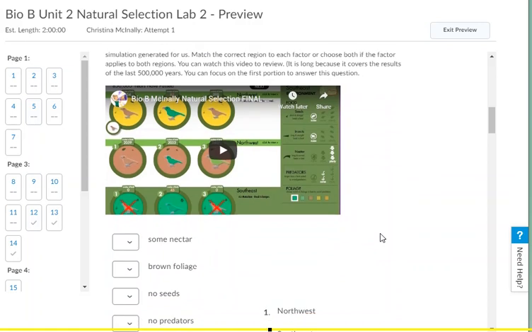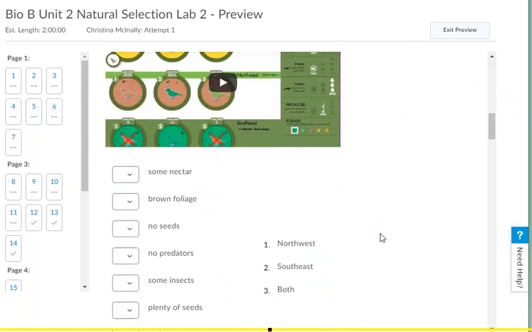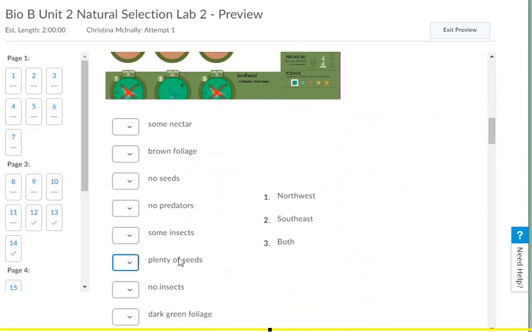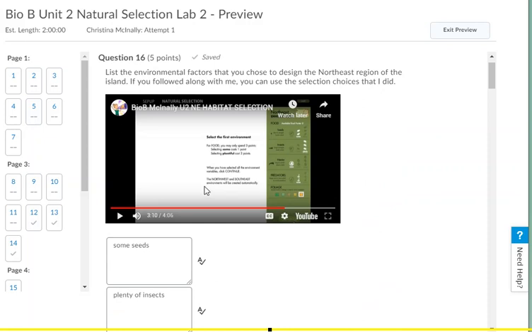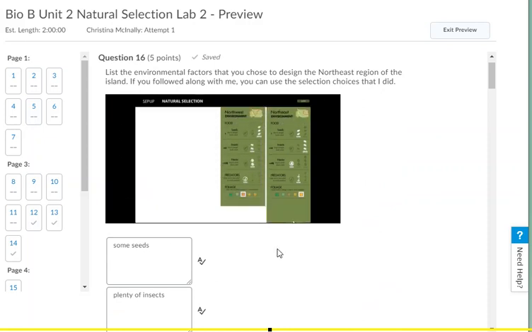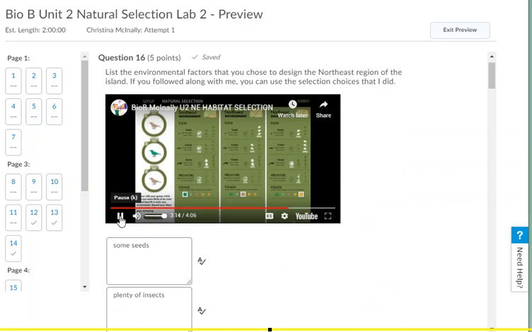And then 17 is asking you to match the other explanations with their regions. The computer did that for us, and if we finish the video, we can see all of those here. So if you finished the video, those would have been done for you. In the southeast, there were no bugs or seeds, some nectar, and no predators in green. For the northwest, plenty of seeds, some insects, some nectar, no predators, and brown.